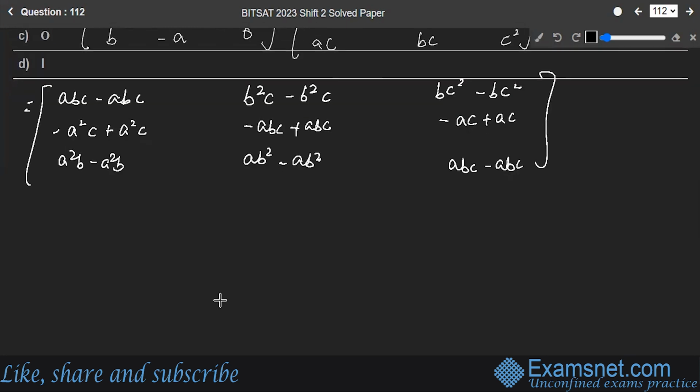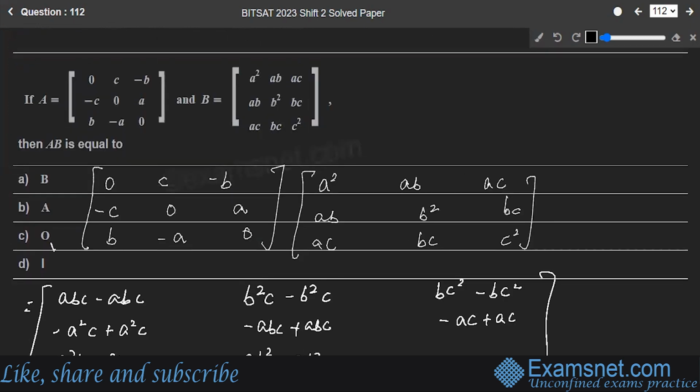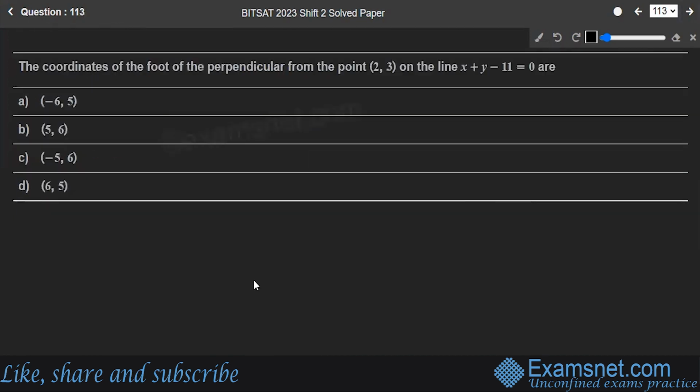So that means you have everything as 0. This is a null matrix. 0, 0, 0, 0, 0, 0, 0, 0, 0. So this is a null matrix. That makes option C the right answer. Hope you got that. Next is question number 113.